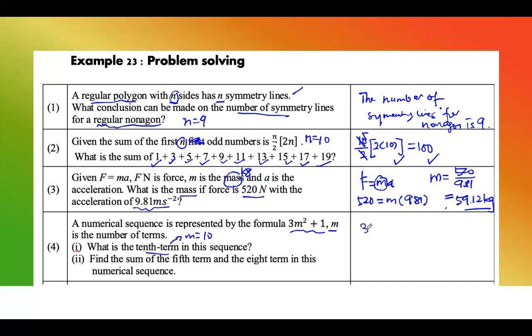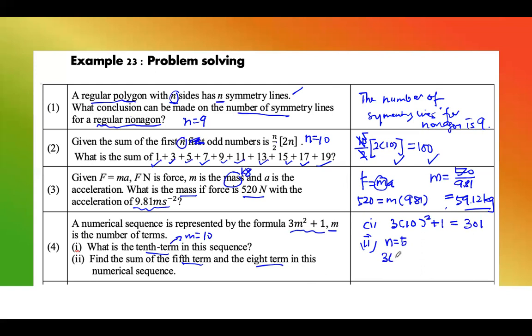So we substitute in. Okay, this is number 1. So 3 times 10 squared plus 1. So it's 300 plus 1, so 301. Then number 2, find the sum of the 5th term and the 8th term in this numerical sequence. You want to find the 5th term; the n is 5.